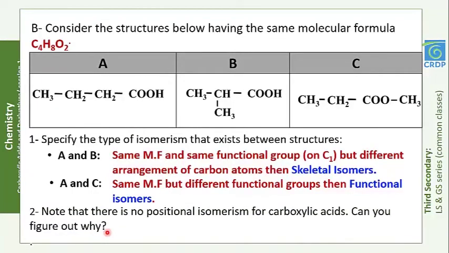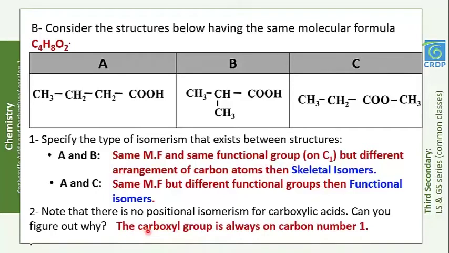Note that there are no positional isomers for carboxylic acids. Can you figure out why? You know, of course, because the carboxyl group is always on carbon number 1, so they will have no positional isomers.